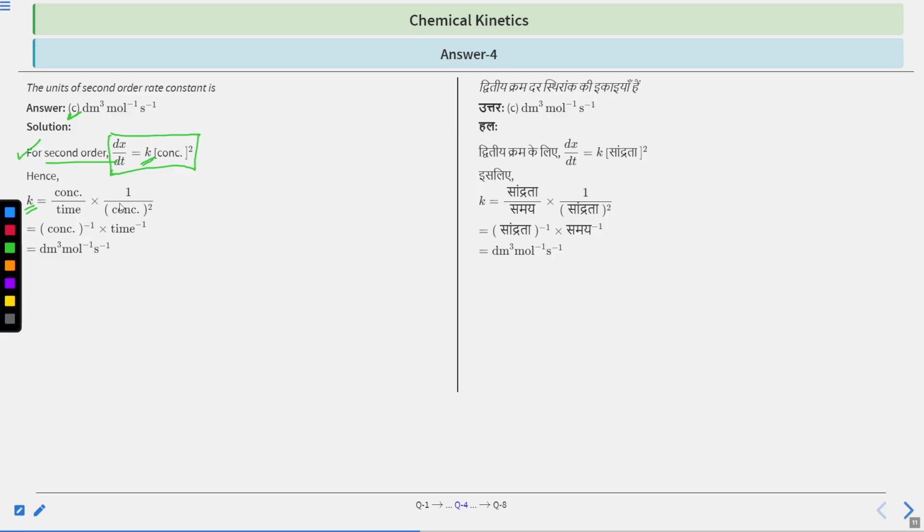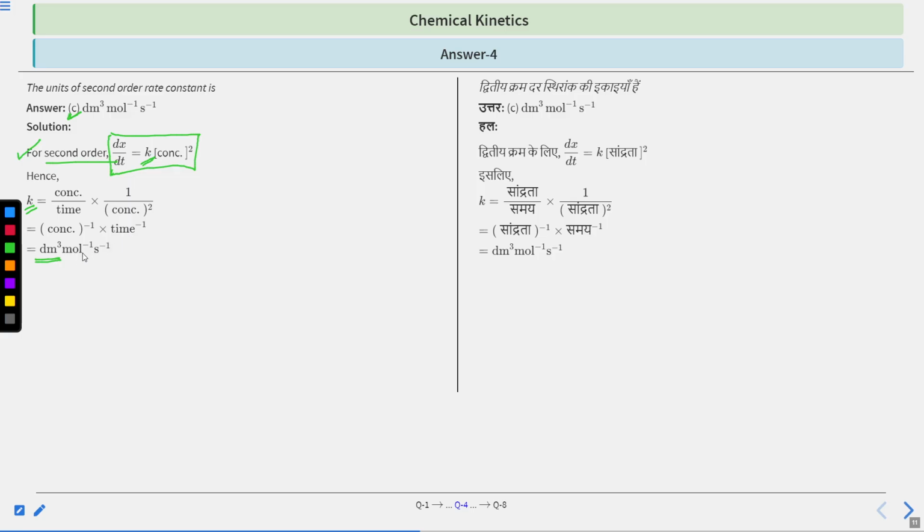Now, one concentration term will cancel out and the 1 will remain in the denominator. So if we write it in the numerator, it will be concentration to the power minus 1. And time will also be in the denominator, so the power will also be minus 1 for the time as it comes into the numerator. So the K unit, that is the rate constant unit, will become, for the concentration, decimeter cubic.